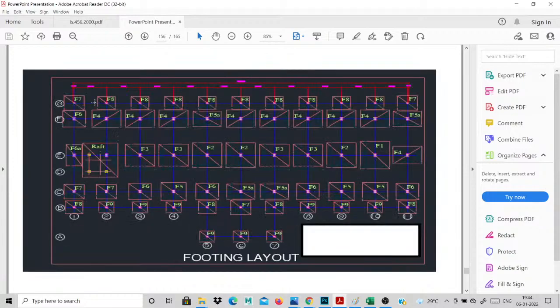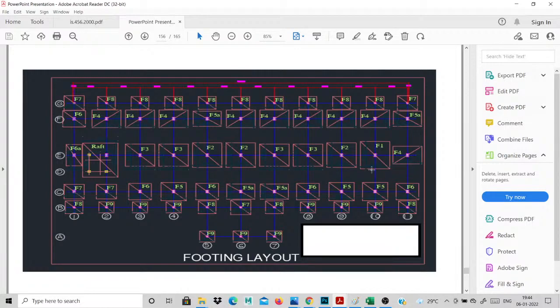This is the footing layout. You mention the names, normally F2, F5. These are all our isolated footings. This is our raft footing. See, these four columns will be on this single footing. That is called a raft footing. For most types of buildings, the raft footing will be used for lift purposes. That type of purpose, the raft footing will be used for your buildings.